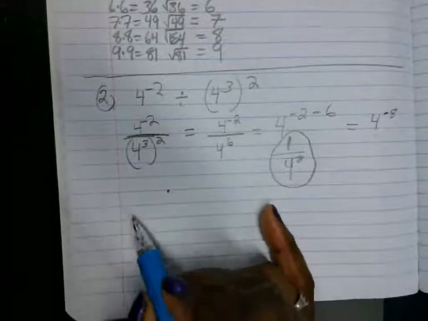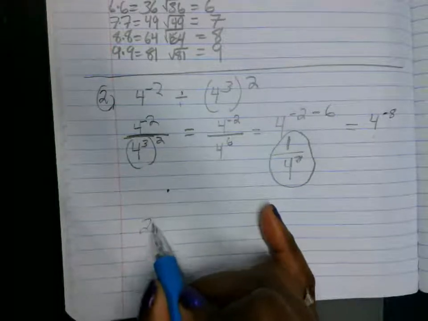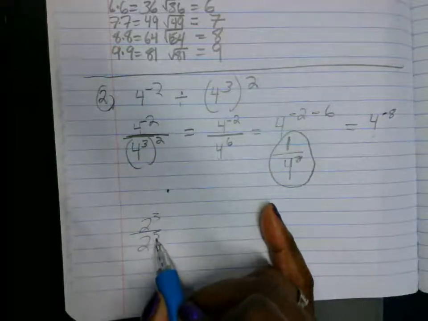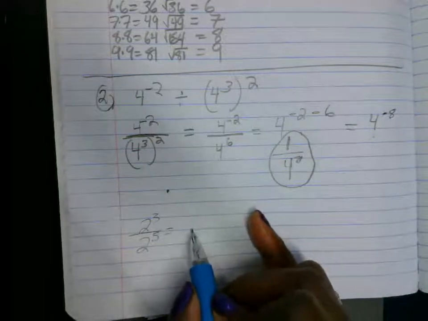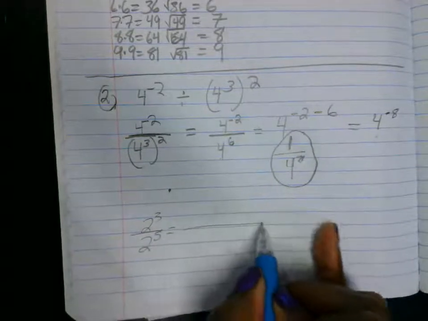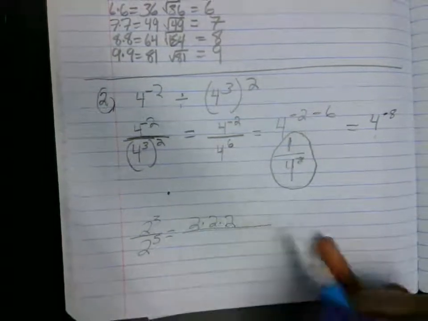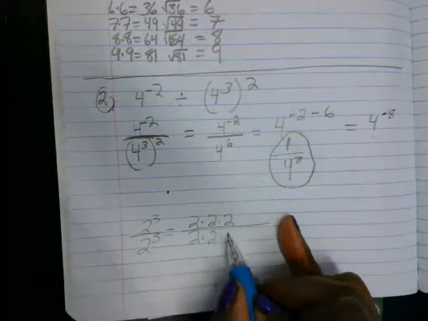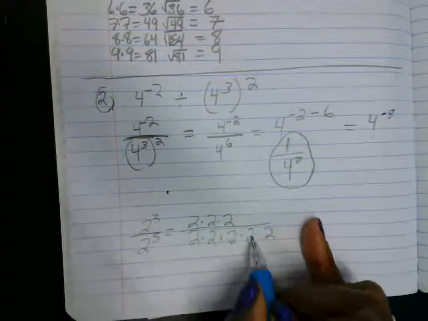Yeah, because remember when we did this, that's a good question. I'm going to do a smaller one. If I have 2 to the third power over 2 to the fifth power, here you would write this on the top as 2 times 2 times 2. Does that make sense to you? On the bottom, you would write it 5 times. Does that make sense so far? 1, 2, 3, 4, 5.